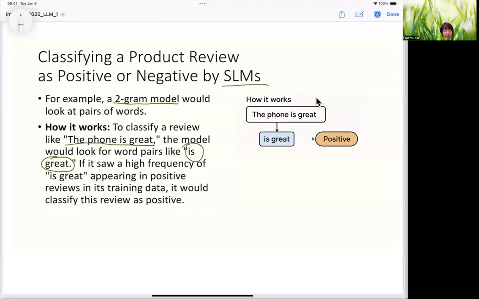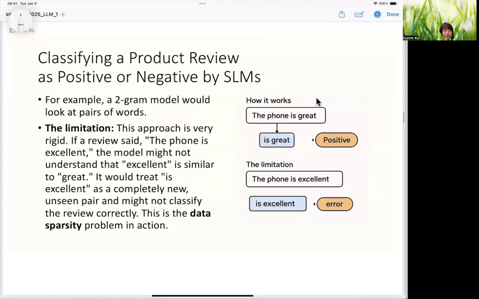If we see a high frequency of "is great" appearing in reviews, then it will classify the review as positive. So for "the phone is great," it contains "is great," so the model classifies this review as positive.